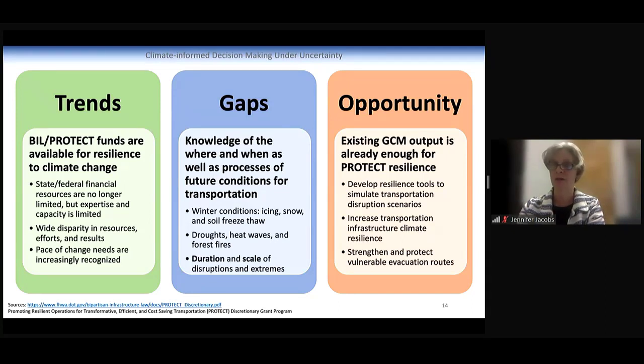I've already talked a little bit about some of the gaps, and some of the challenges are not just the magnitude, but also how long does it last? What's the scale? How does our system break down? And then the final piece: I would encourage you to take a look at what the PROTECT program is offering, because there are some real wonderful opportunities for synergy, for developing tools with partners, and for working with partners to increase the resilience of those systems and strengthen vulnerable evacuation routes.